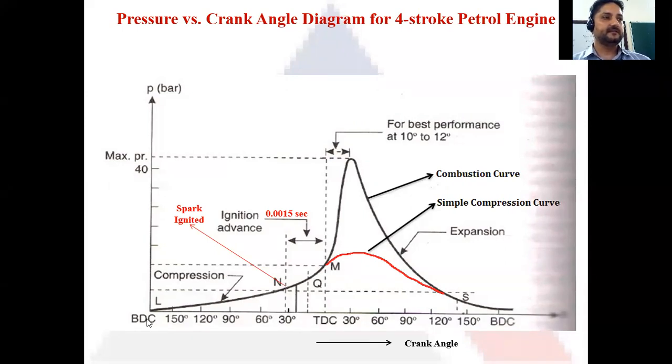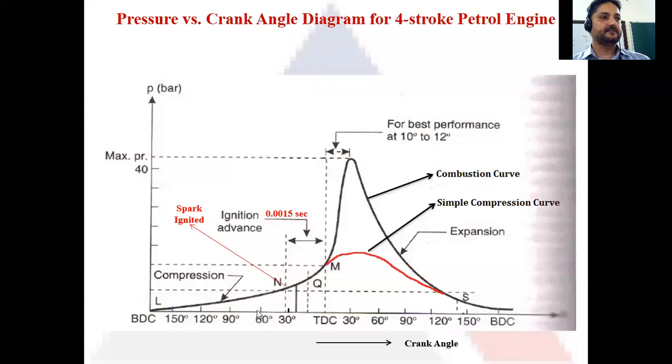On the x-axis, the point where your x and y-axis meet is point BDC, that is bottom dead center. At this point, the crank angle is 180 degrees. Now, during the compression stroke, the piston starts to move from the bottom dead center towards the top dead center, and the angle starts to decrease.